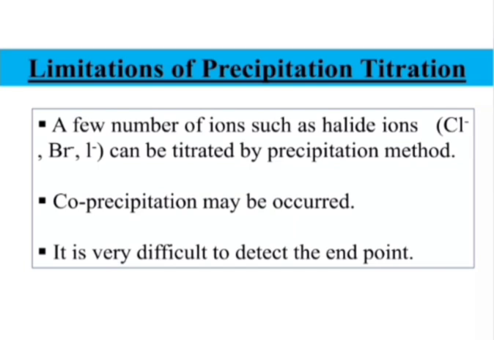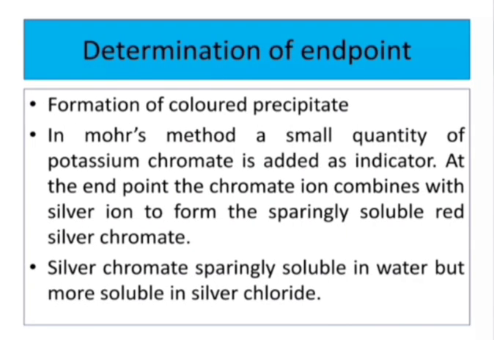Limitations. A fewer number of ions, such as the halide ions chlorine, bromine and iodine, can be titrated by the precipitation method. Co-precipitation may occur. It is very difficult to detect the end point.